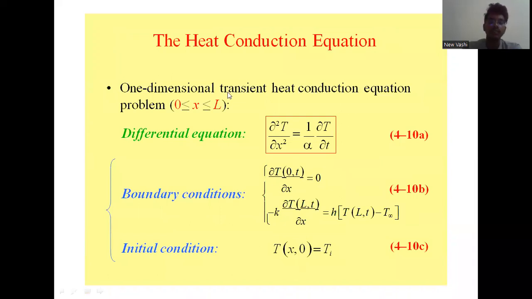The heat conduction equation. We all know that the one-dimensional transient heat conduction equation consists of the differential equation ∂²T/∂x² = (1/α)(∂T/∂t), where capital T is temperature and small t is time. Boundary conditions: ∂T/∂x at (0, t) is equal to 0, and −k ∂T/∂x at (L, t) is equal to h[T(L, t) − T∞]. Initial condition: T(x, 0) = Ti.